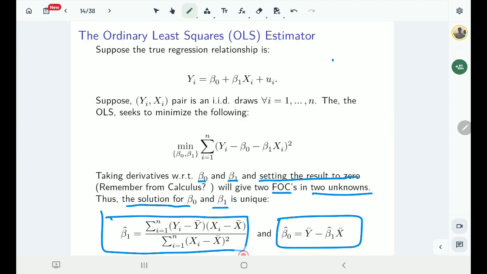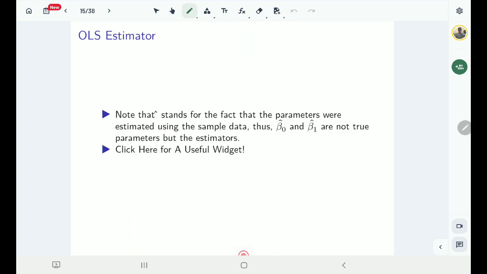And by the way, the hat sign here stands for the fact that we have used the sample data. You have to be careful. This beta 0 and beta 1 describe the true, population relationship between x and y. Meanwhile, beta hat 1 and beta hat 0 are the estimates of the true parameters. Therefore we put a hat to denote that those are sample estimates, actually estimators. They are functions of the sample data.